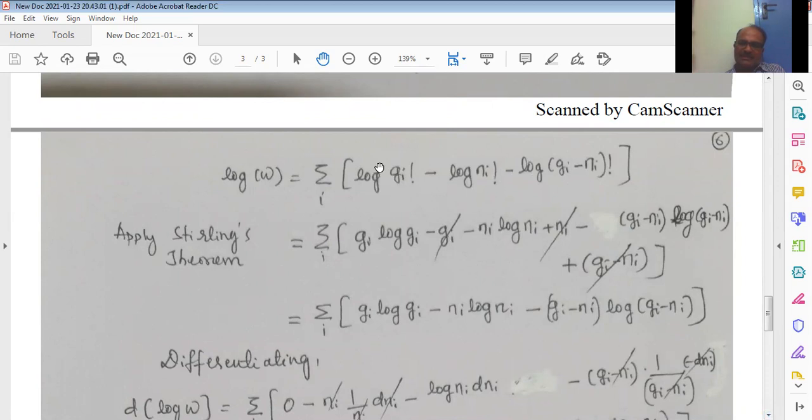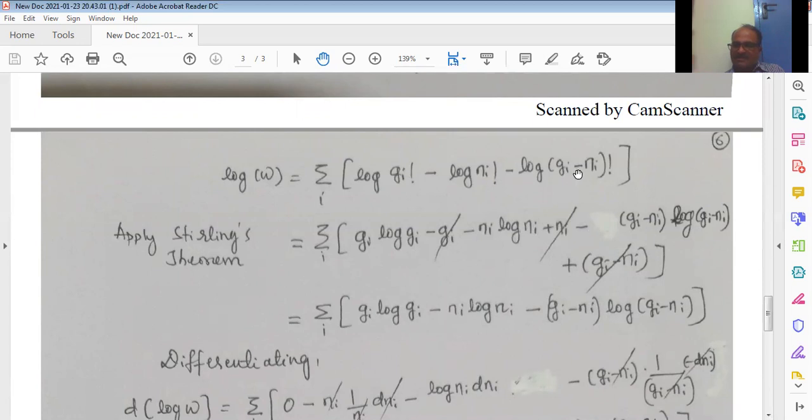So Stirling's approximation is applied to this term, log of Gi factorial. So it becomes Gi log Gi minus Gi. And next I will apply the Stirling's approximation to this term. So this becomes minus Ni log Ni plus Ni, because already minus Ni is there, and this minus minus gets plus. So it becomes plus Ni.